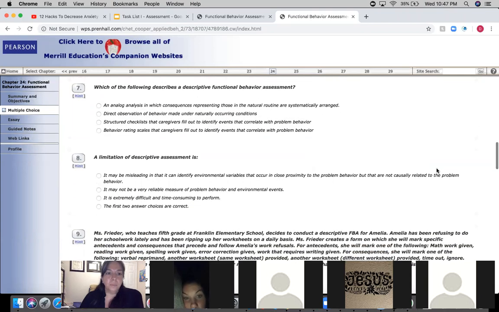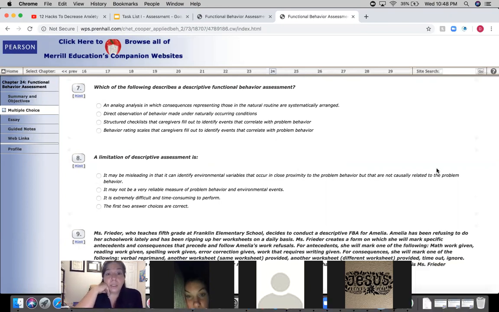All right. Number 7, which of the following describes a descriptive functional behavior assessment? A, an analog analysis in which consequences representing those in the natural routine are systematically arranged. B, direct observation of behavior made under naturally occurring conditions. C, structured checklists that caregivers fill out to identify events that correlate with problem behavior. Or D, behavior rating scales that caregivers fill out to identify events that correlate with problem behavior. B. B.